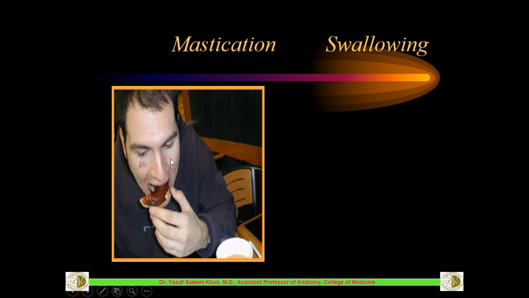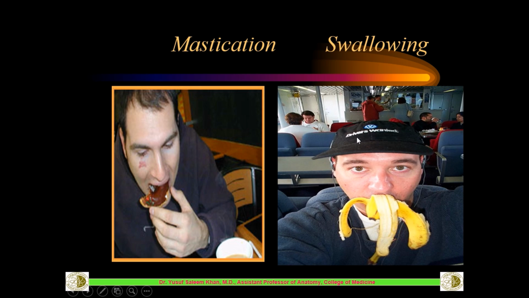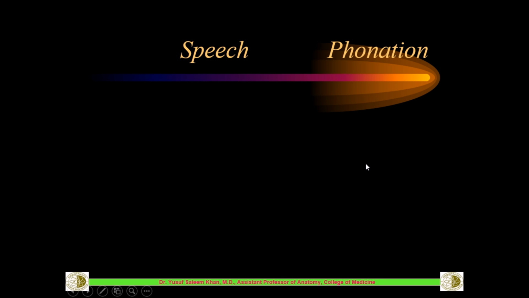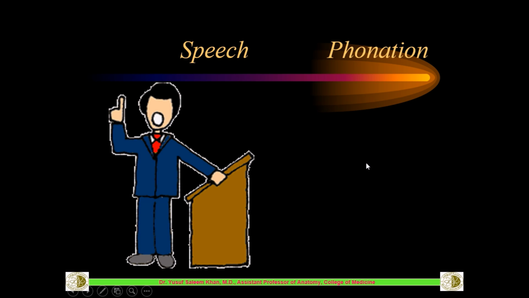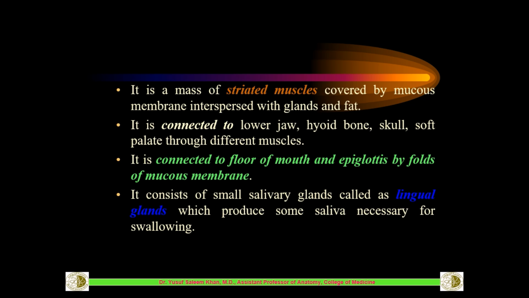Mastication, this is how you masticate. This is the chewing of the food particles, and this is the swallowing. These are just funny pictures to understand the different concepts. Speech, when we speak, that is the speech, and phonation is when you make different kinds of sounds.